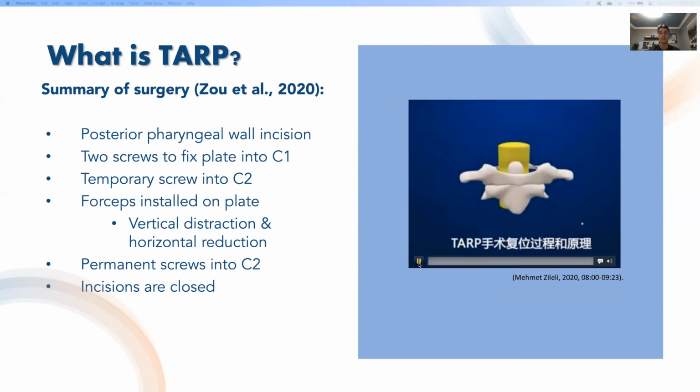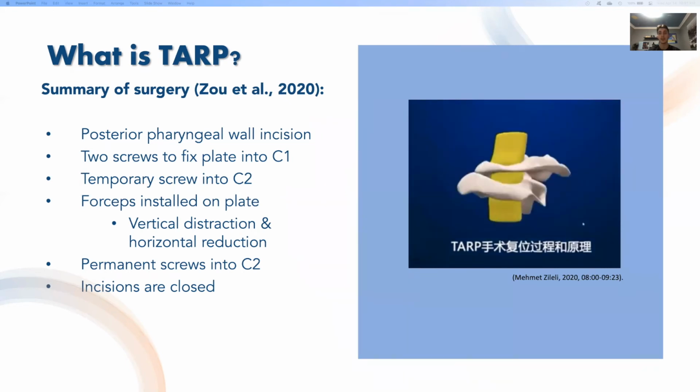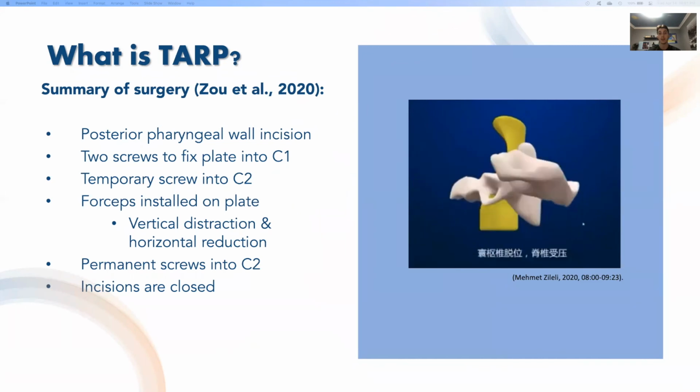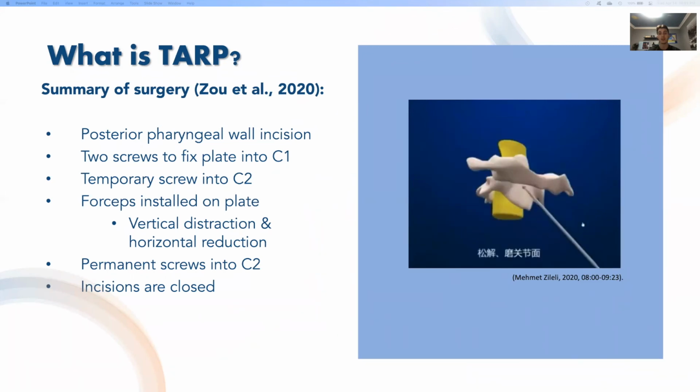First, an incision is made in the posterior pharyngeal wall through the oral cavity. You can see the spinal cord compression here, and if you recall, Zhu et al. claimed that this leads to severe neurological injury. Next, 2 screws fix the TARP plate to the anterior surface of C1, right here. After that, a temporary screw is inserted into C2 through the plate, right in there.